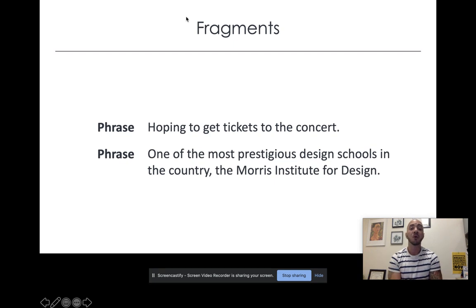Another example: "One of the most prestigious design schools in the country, the Morris Institute for Design." Well, in this case, we have a subject, the Morris Institute of Design, but the subject isn't doing anything, right? There's no action in this sentence. One of the takeaways is that a sentence fragment can be very short, like the first example, or sometimes it can be a little bit longer. But if it doesn't meet our basic requirements for what a sentence is, a subject and a predicate, then it is, in fact, a sentence fragment.